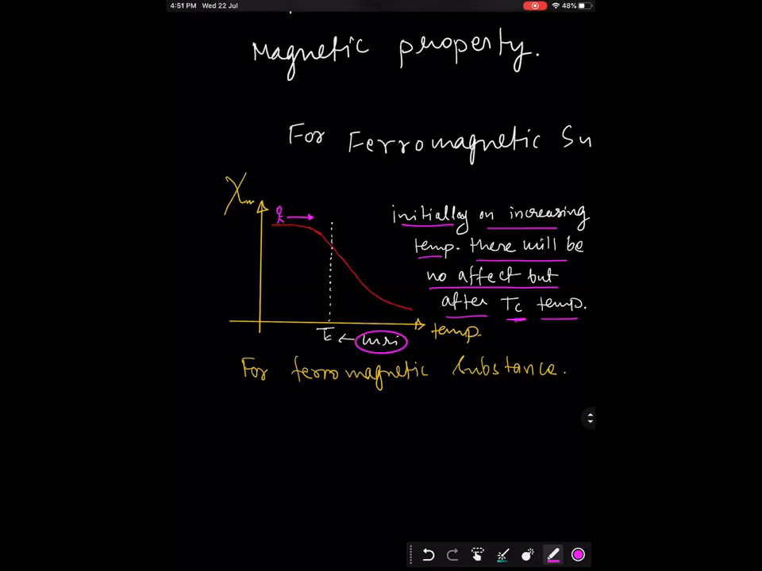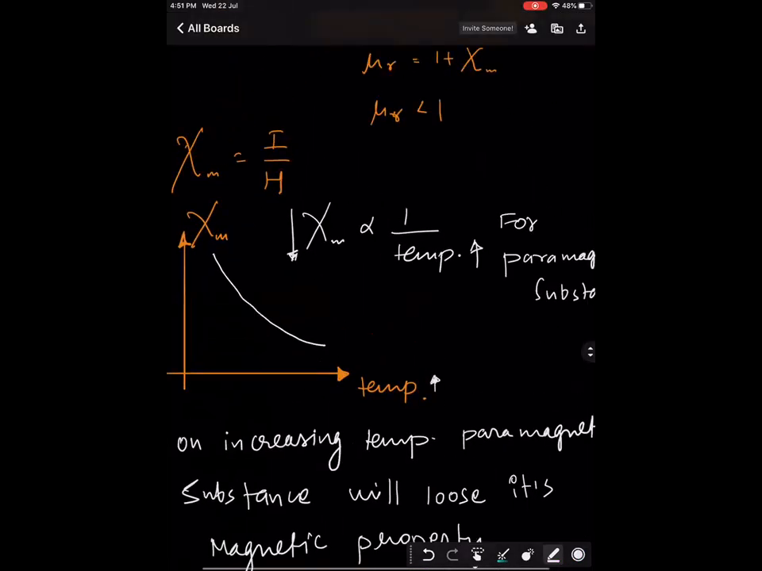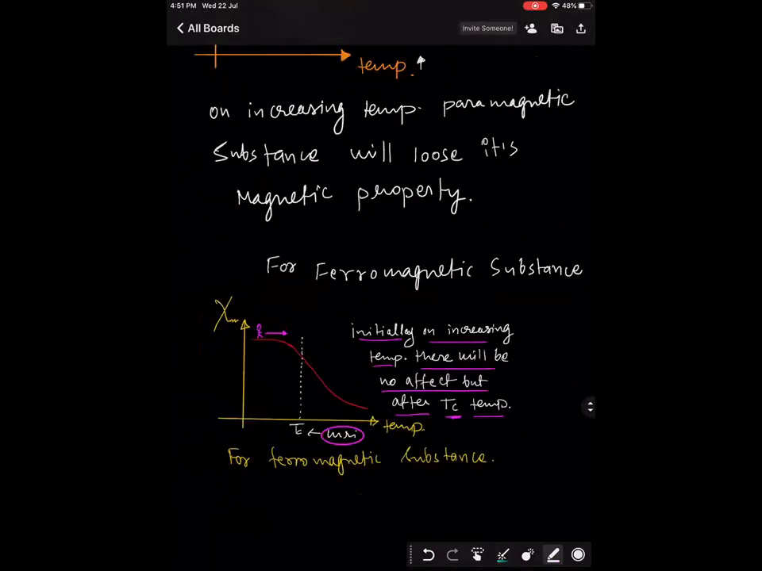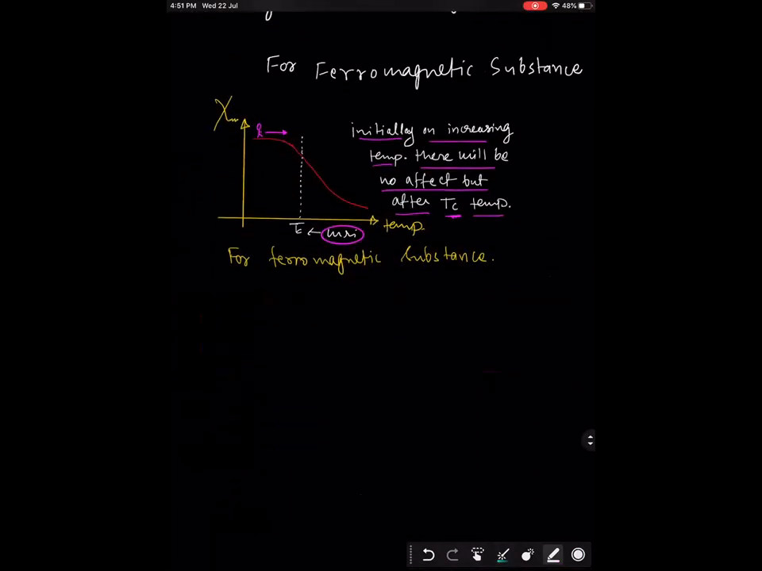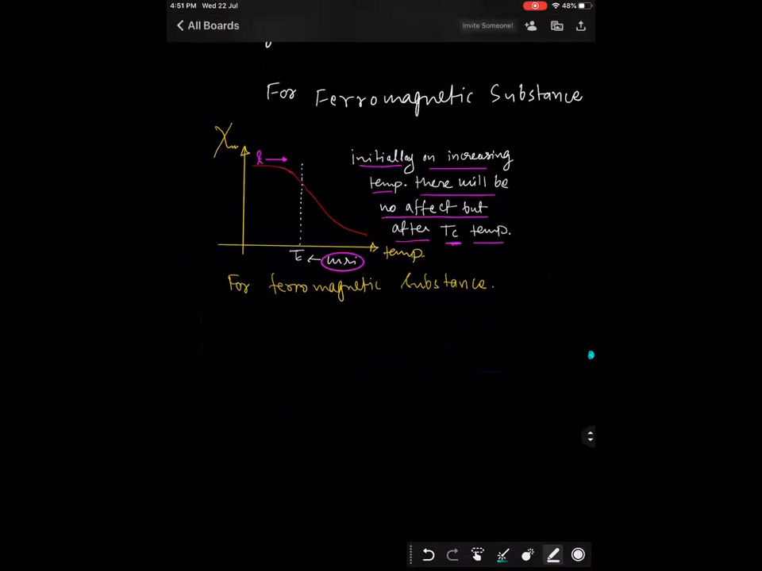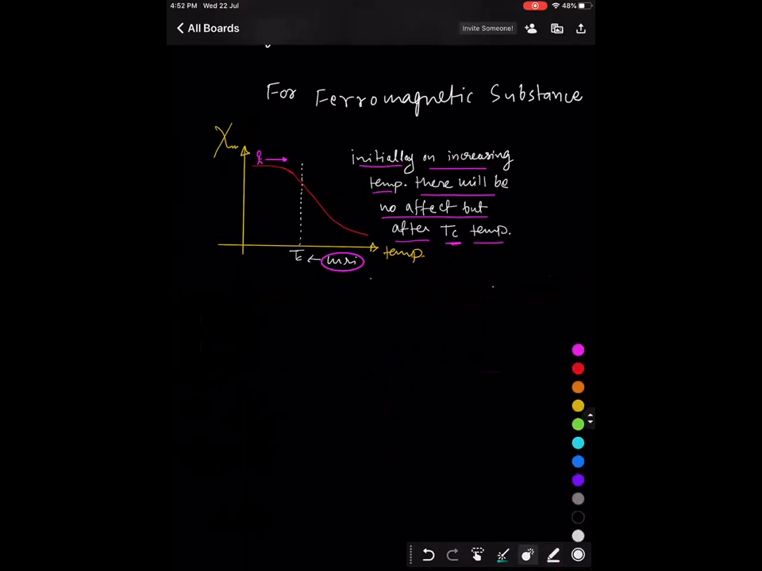ferromagnetic substance will start behaving like a... which substance? Paramagnetic. Correct. After TC temperature, a ferromagnetic substance will start behaving like a paramagnetic substance.